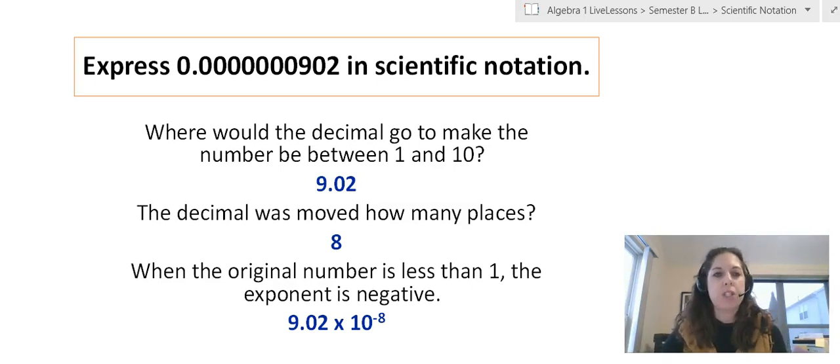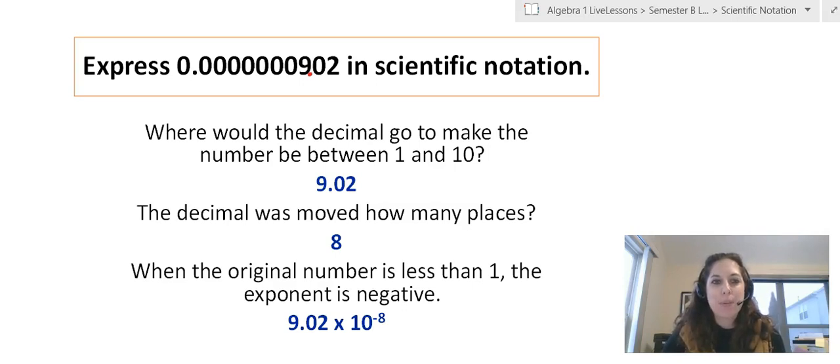So the first thing you would do is determine, okay, how do I make my value, my a, between 1 and 10? So in this case, my place value needs to go between the 9 and the 0. If I put it here at like 0.9, I would have gone too far. That's not between 1 and 10.